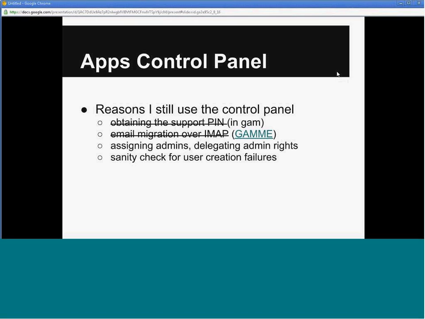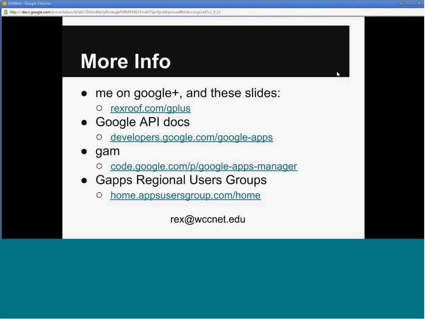Now there's a Windows migration tool that's really handy, and I link to it here. That's for moving people from Exchange over to Google Apps. It migrates their mail and their calendar and all that stuff. It's great. The other thing I still occasionally do in the control panel is check for sanity errors.